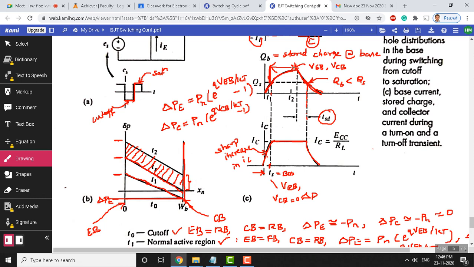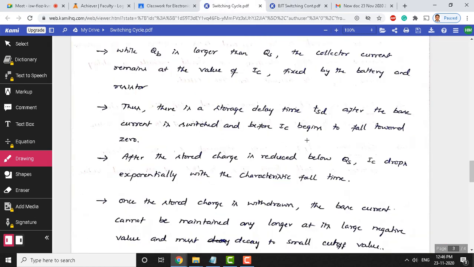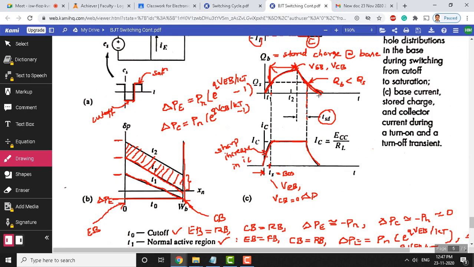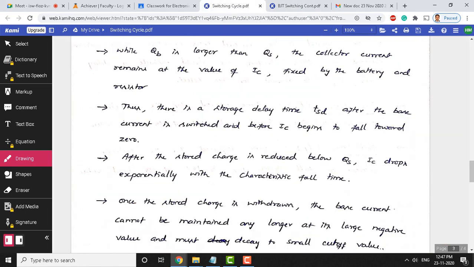from this oversaturation to the time at which QB becomes less than QS, this time is called the storage delay time, TSD. Okay, storage delay time TSD, after the base current is switched, but base current you have moved from positive to negative, and before IC begins to fall towards 0. After TSD you can see that this is the TSD timing instant, collector current keeps falling.